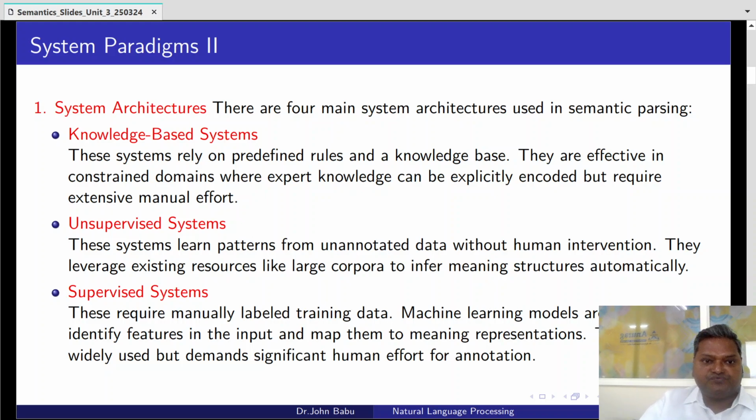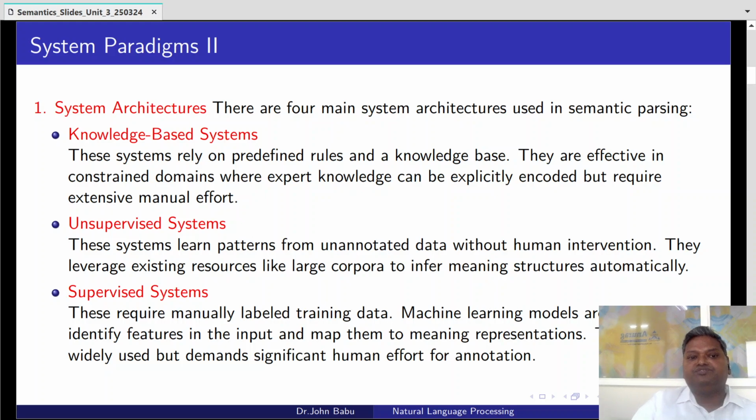So there are four categories of system architecture. Firstly, we can use the systems which are based on knowledge, which we call knowledge-based systems. These systems are based on a specific set of rules. So, when we can explicitly list out all the rules, we can use this system. But unfortunately, in many scenarios, we cannot lay out all the rules that will be used for semantic parsing, especially in natural language. So, these are not used much.